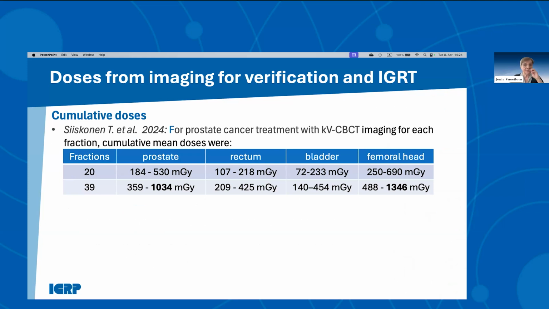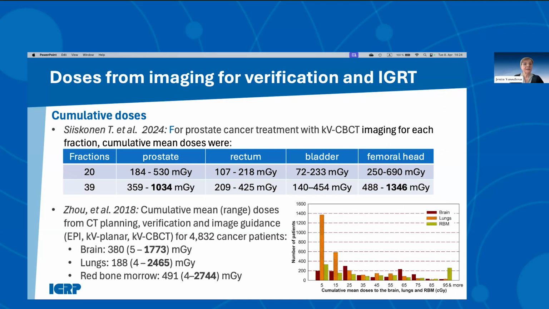And from this study from Finland on prostate cancer treatment, we learned that the cumulative doses from only the treatment phase can go up to 1-2 grays, depending on the number of fractions. And another study from China also demonstrated, and they studied all different imaging modalities in a large cohort of patients, accumulation to specific organs of 2 and more grays.